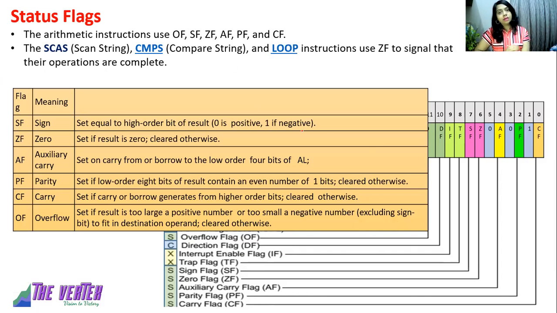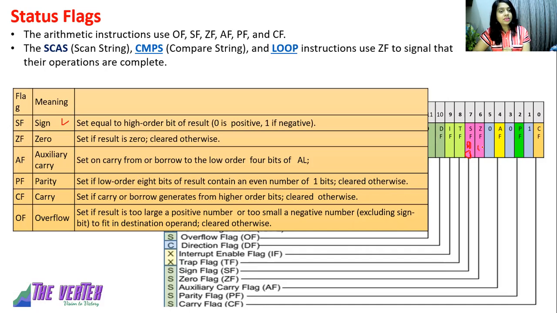Let's start with the sign flag. After an arithmetic or logical operation, if this bit is 1, it indicates that the result of the operation is negative. That means the most significant bit of that operation is 1. If this is 0, it indicates that the result is positive, or the most significant bit of the operation is 0.